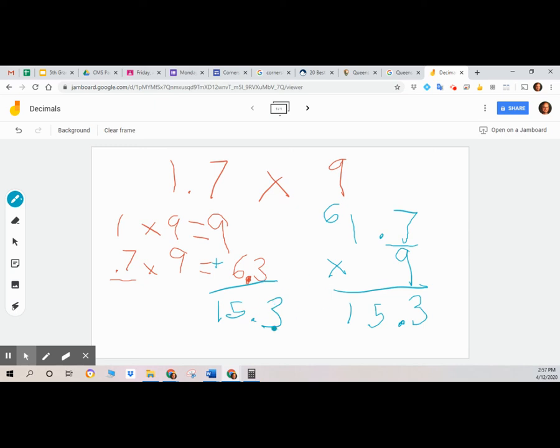So this is some practice multiplying decimals by whole numbers. So we're going to practice with that today.